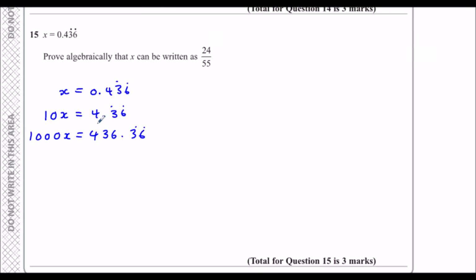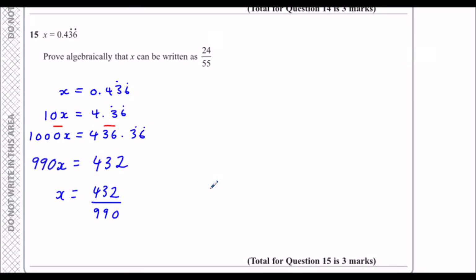Now I've got two things that end in the recurring part. I'm just going to take them away. So if I do the bottom one, the 1,000x take away the 10x is 990x, and 436.363636 take away 4.363636. The recurring part cancels, so I've just got 436 take away 4, which is 432. Now divide both sides by 990, and I've got 432 over 990. So I've converted it into a fraction, but we still need to simplify the fraction.